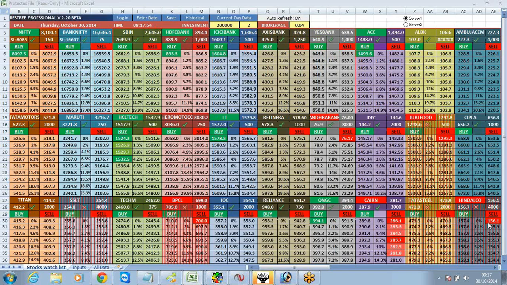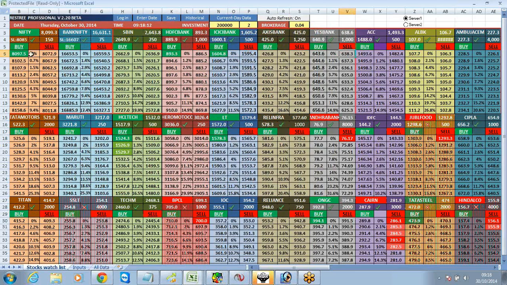So in order to get these scripts, you can actually see these vertical red lines. It means that that particular script is not ready for trading still. But otherwise you can see that Nifty, we have a buy call here. ICICI, we have a buy call. YESBANK, we have a sell call.